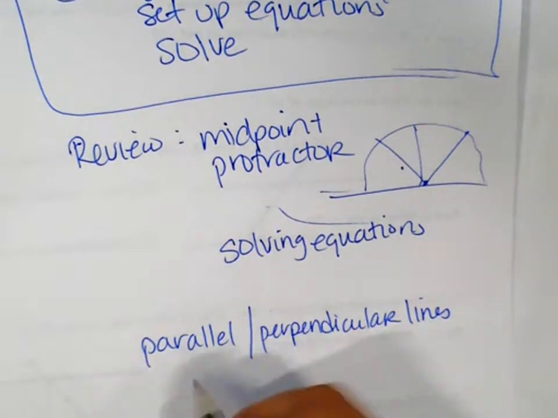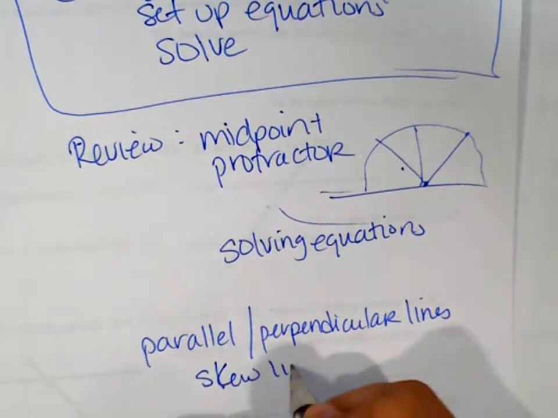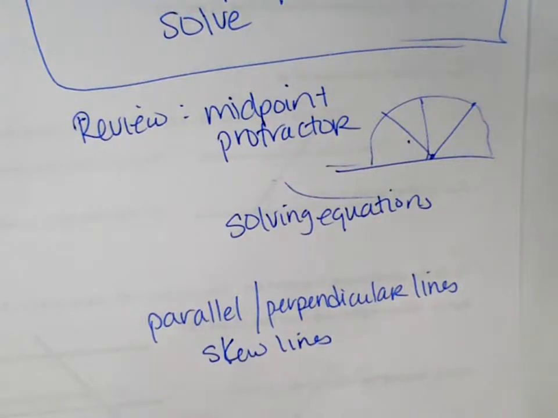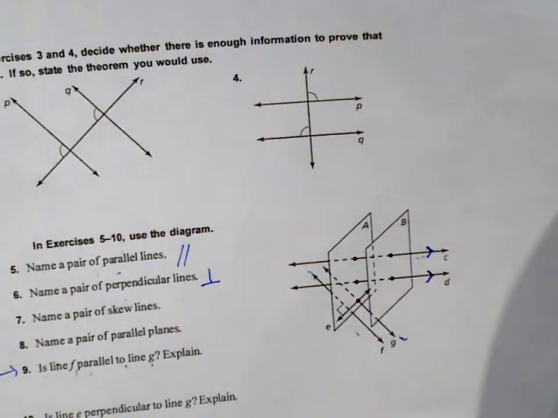I think it asks you to name a pair of skew lines. I think actually these are in true or false form, so you'll get 50-50, so that's cool. 50-50 chances, pretty good. All right, what else do I have around here for you guys?